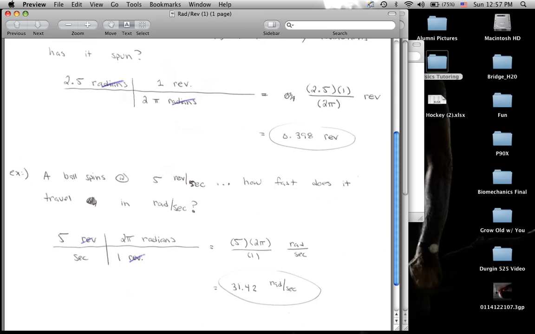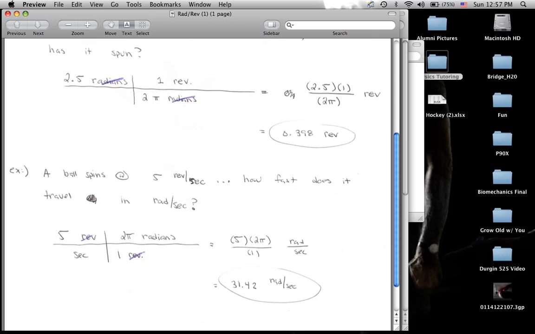Next example. A ball spins at 5 revolutions per second. How fast does it travel in radians per second? A couple things to note when looking at the units here. I'm going from revolutions per second to radians per second. I'm not trying to change the time unit at all. I'm just trying to change revolutions to radians. So I'll do exactly what we did in the last problem.